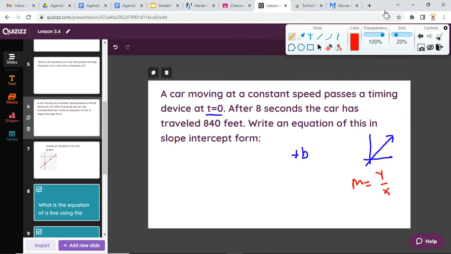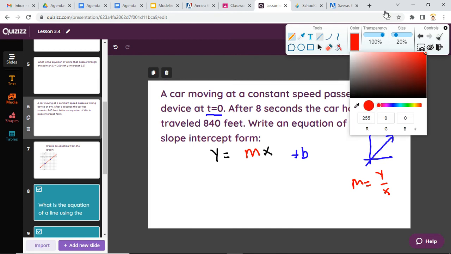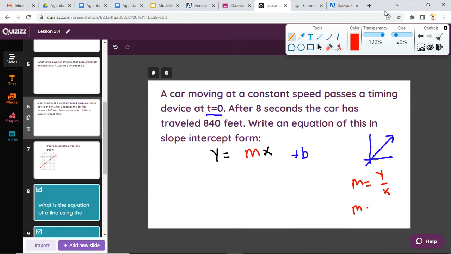So again, let's just write out our equation here. We're using the slope-intercept form, y is equal to mx plus b. Alrighty, so in this problem here, let's start by finding my m. So my m can be found by doing y divided by x. So here I have 8 seconds. A car has traveled 840 feet. So it's up to you to decide what your x is and what your y is.